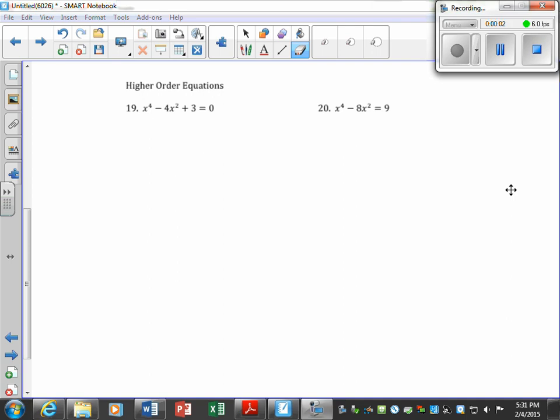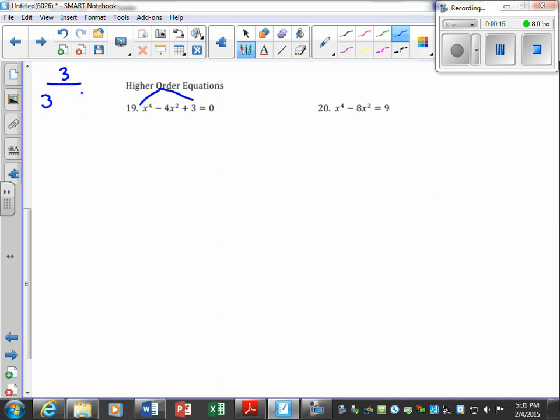Alright, so we wrap this lesson up with our last two problems in higher order equations. So first of all, I usually try to factor if I can. What multiplies to give me 3 and adds to give me negative 4 right here? Now usually this is an x squared. This time it's x to the fourth. So we have this situation, and then I write from the bottom up: x squared minus 3, x squared minus 1. So I'm factoring for this higher order equation.